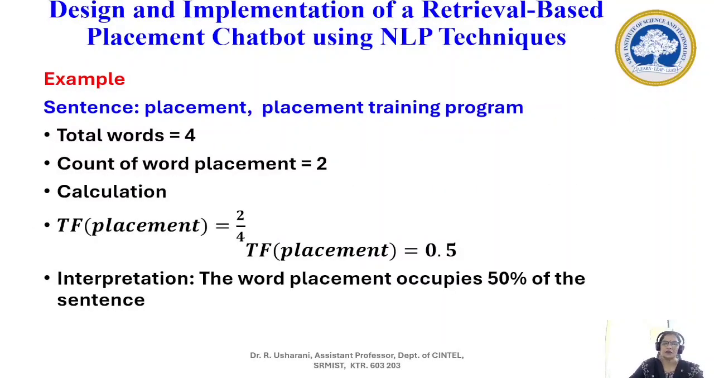The sentence contains placement training program. The total words are 4. Count of word placement equal to 2. So the calculation here is the count of word placement, which is 2, divided by total words 4. So the term frequency of the word placement equals 0.5. It tells us the word placement occupies 50 percent of the sentence.